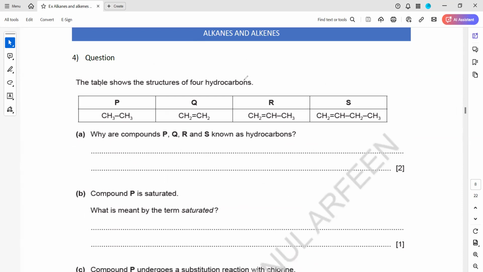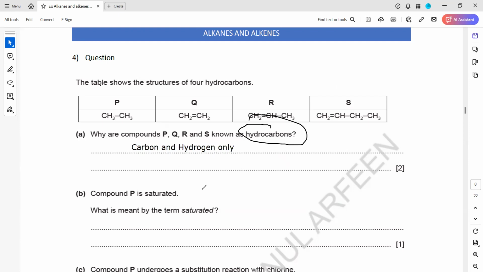The table shows a structure of 4 hydrocarbons, P, Q, R, and S. Why are the compounds known as hydrocarbons? What is the reason why we call them hydrocarbons? Because they contain carbon and hydrogen only. Because they contain carbon and hydrogen, that's why we call them a hydrocarbon.